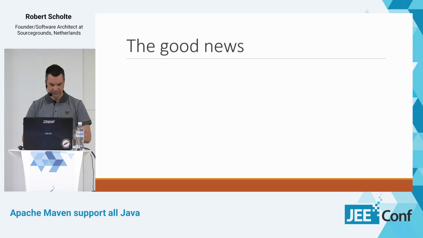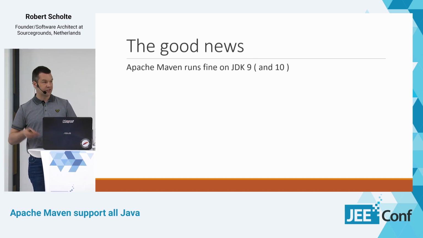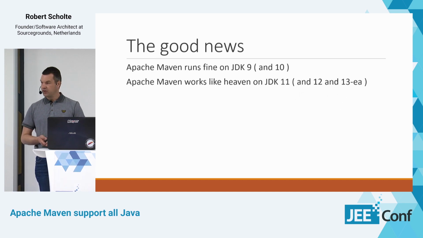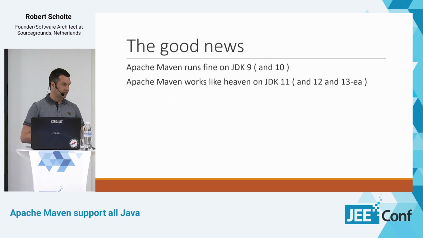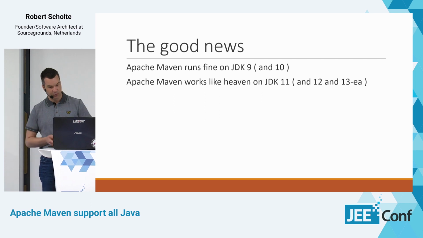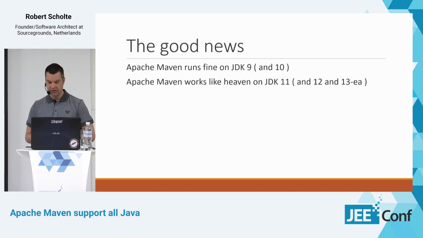So let's go. So the good news is, ta-da, Maven runs fine on JDK 9. So this was one of the questions Mark Reinhold was asking on Twitter when Java 9 was released, and asked every Java project to say, well, if you run fine on JDK 9, just let us know. So Maven does, also on 10. For Java 11, Mark Reinhold asked exactly the same question, but in this case it works like heaven on JDK 11. Again, Maven works fine. Also on 12 and also on 13 early access, which I have on my machine as well, and I'm going to demonstrate that.